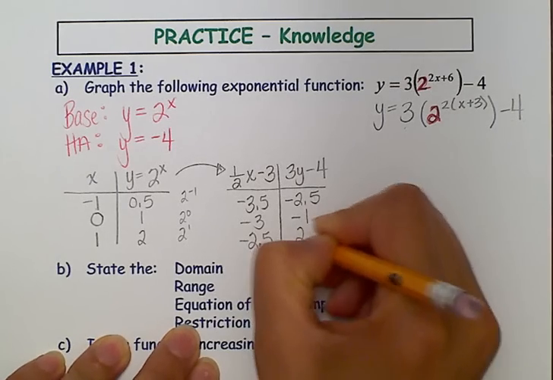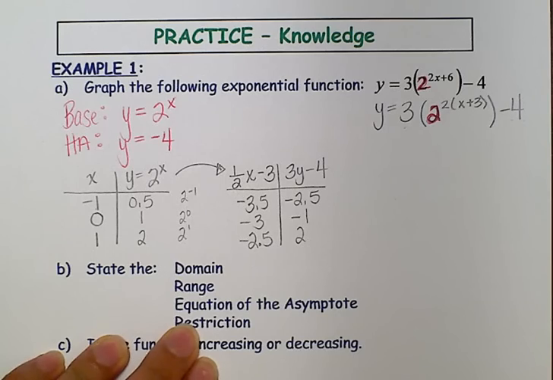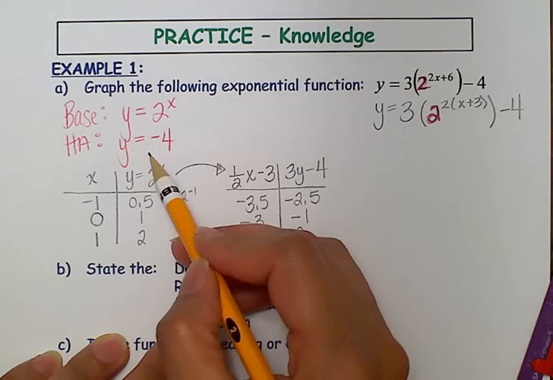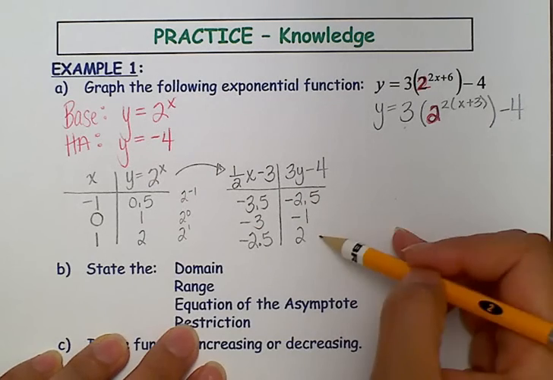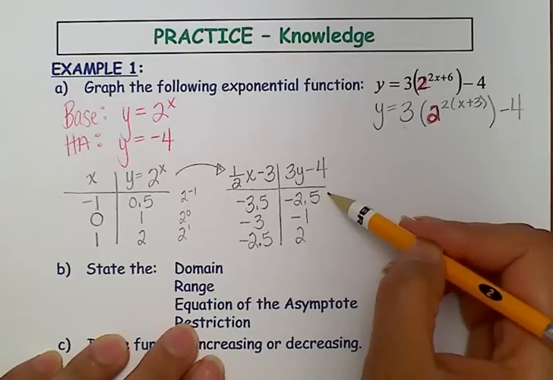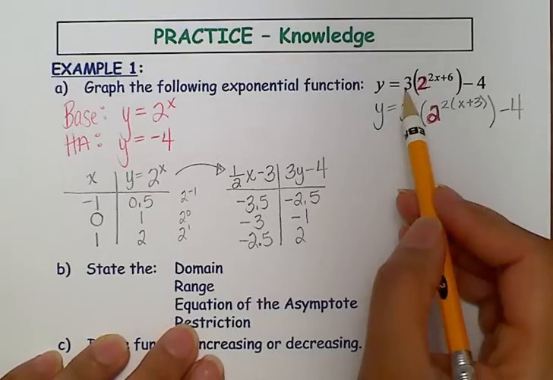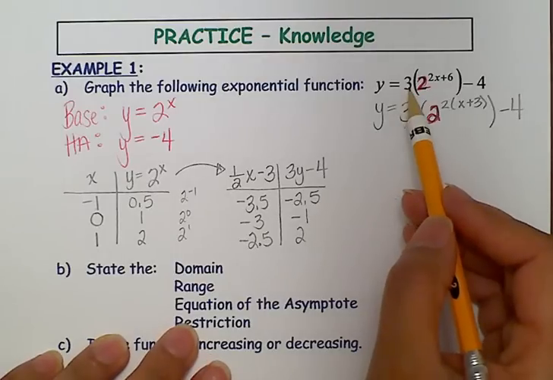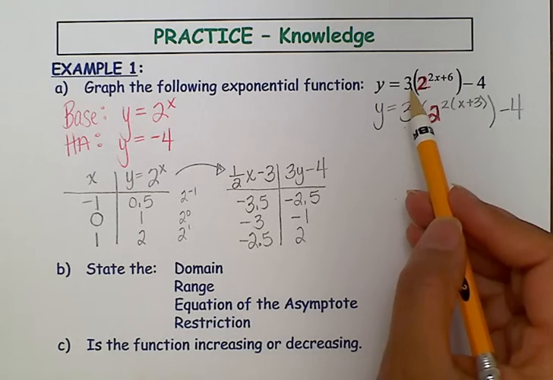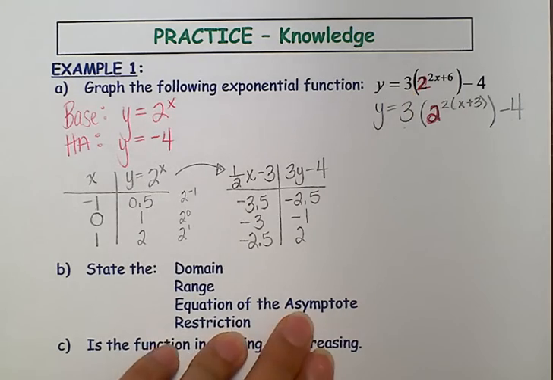So we're going to plot our points on a graph. Remember that there's a horizontal asymptote at y equals -4. You'll notice that all your y values are higher than that, which means the graph is above the asymptote. And that makes sense because the only way that a graph can be below the asymptote is if the graph had a vertical reflection along the x-axis. So we can graph this very quickly.